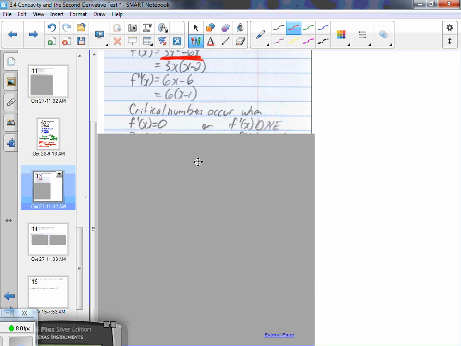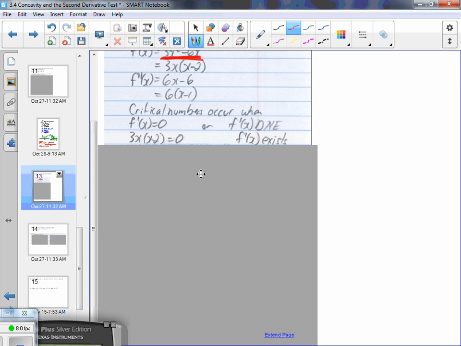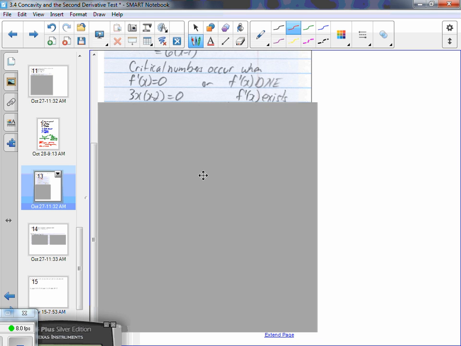So critical numbers occur when f prime of x equals 0 or f prime of x does not exist. Since f prime of x is a polynomial, it's 3x squared minus 6x, it always exists. But go ahead and use that factored version. And if you haven't factored it yet, now's the time to factor it and set it equal to 0. So critical numbers occur, in this case, only when 3x times the quantity x minus 2 equals 0.